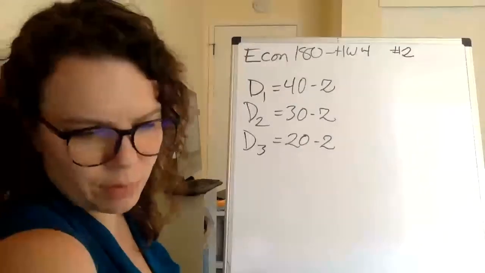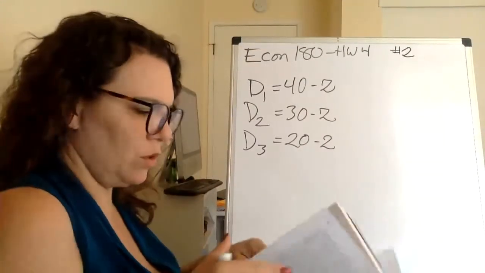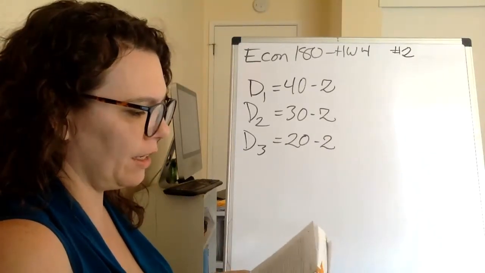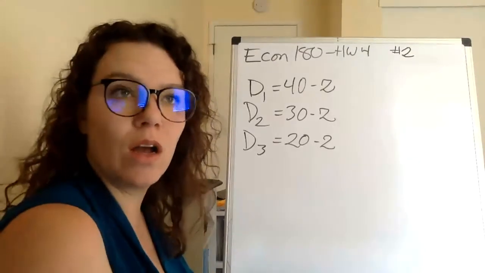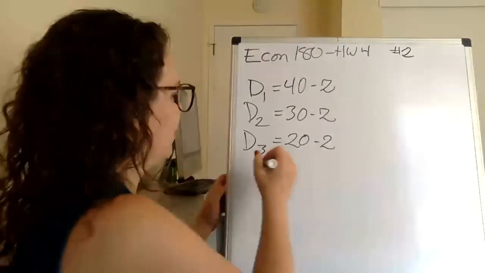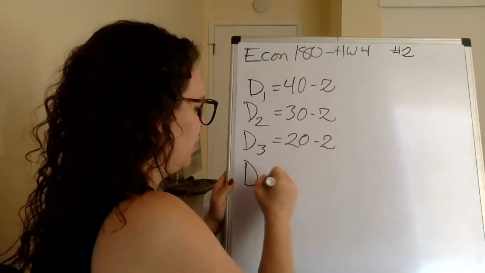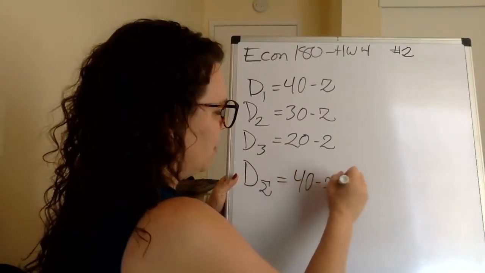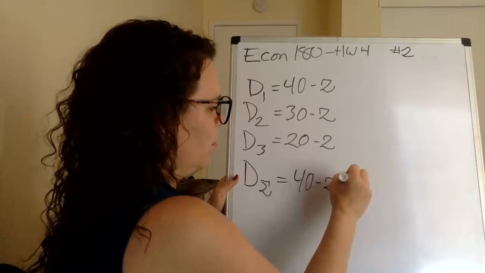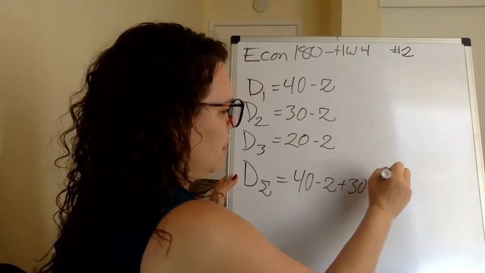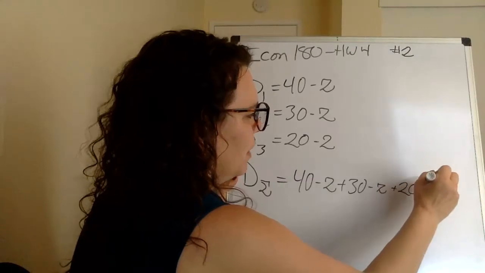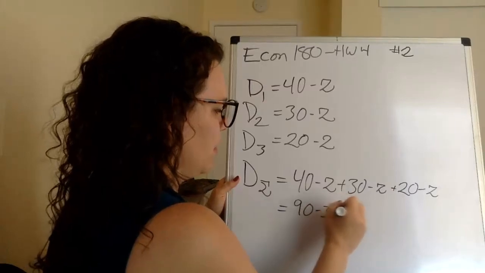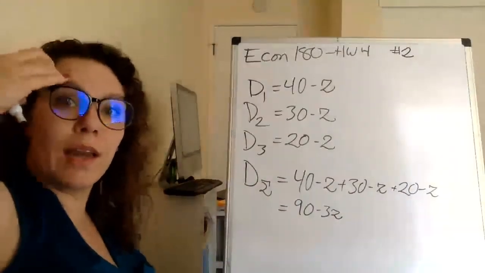The first part of the question asks you to find the height of the sum of those, the marginal social benefit curve. That's going to be the summation, which is just the sum of those 3 demand curves. So 40 minus z plus 30 minus z plus 20 minus z, or 90 minus 3z. And then what you want to do is go ahead and graph those 3 curves.